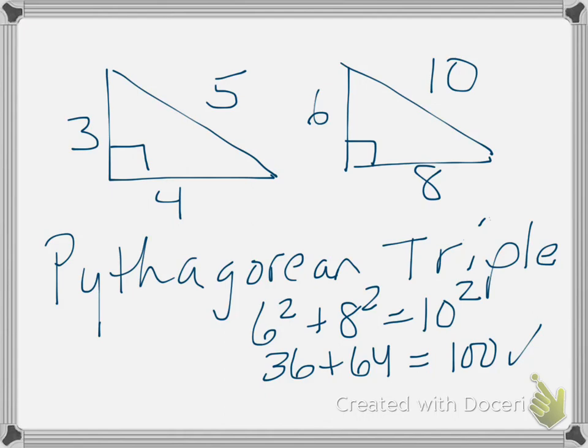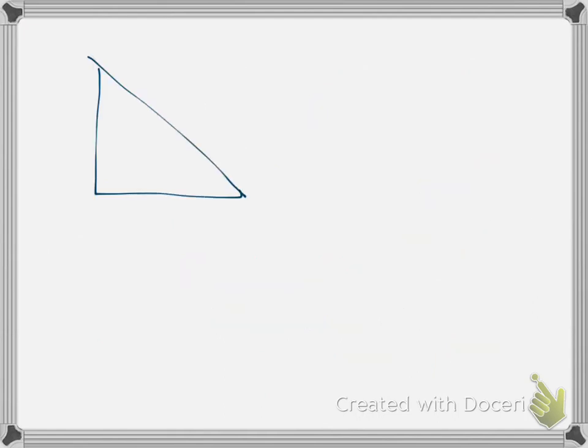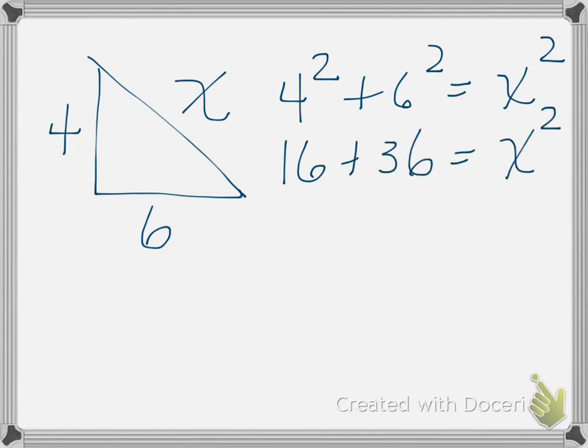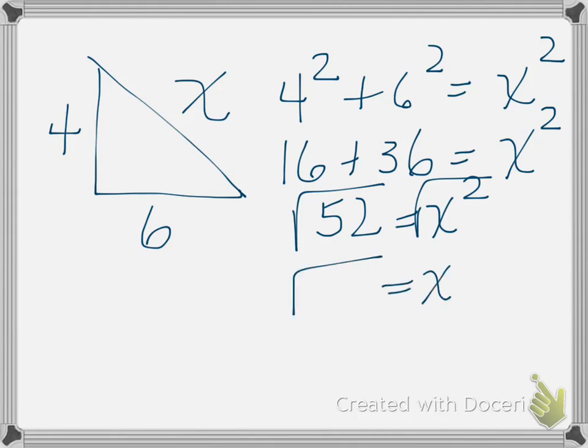So you might be wondering, well, how could it not be a Pythagorean triple? Okay, so what if we have something like 4 and 6, and we're looking for this? So it would be a side squared plus a side squared equals the hypotenuse squared. 16 plus 36 has to equal x squared. 52 equals x squared. Take the square root of both sides and you get that x equals radical 52. Now 52 is not a perfect square, so that would be an example of how you get a value that's not an integer.